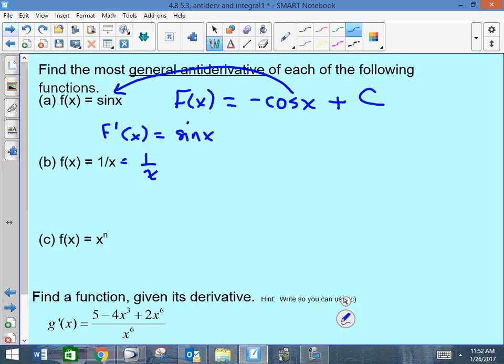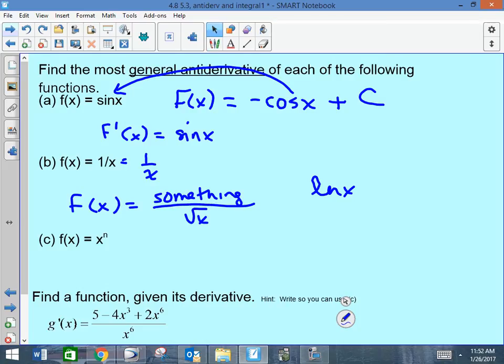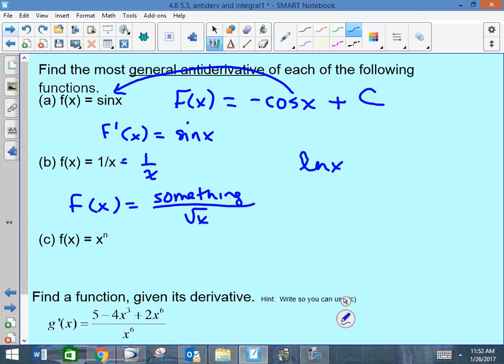Okay? All right, what about this? Let me write it better. Something over radical x, right? Okay, something over radical x. All right. ln x. Number plus c. Okay, you're very close. Excellent job. The most general is the absolute values.